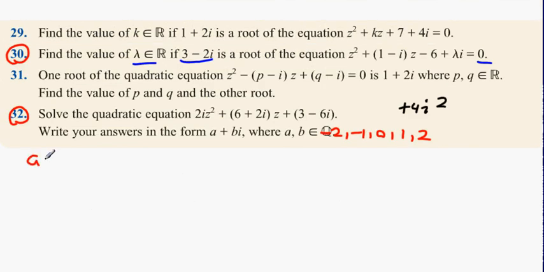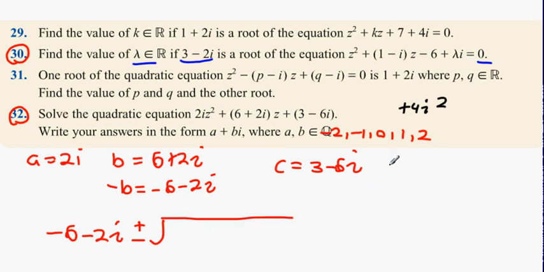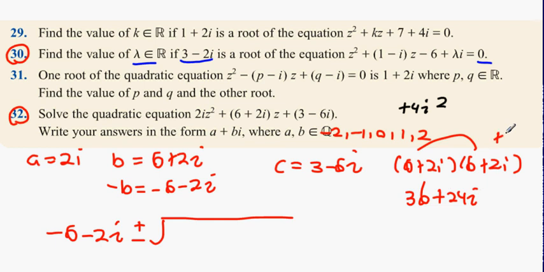So a equals 2i, b equals 6 plus 2i, so minus b equals minus 6 minus 2i, and then c equals 3 minus 6i. Do the minus b formula, so we have minus 6 minus 2i plus or minus the square root of b squared. Now b squared is going to be 6 plus 2i by 6 plus 2i. We're going to get 36 plus 12i, plus another 12i which makes 24i, and then plus 4i squared at the end. That's going to be a minus 4, so we're going to get 32 plus 24i.